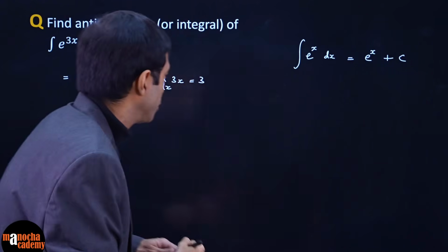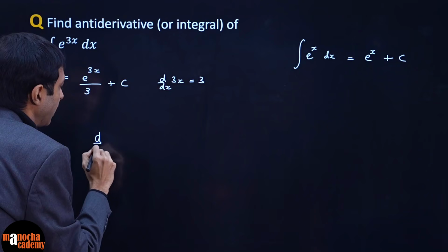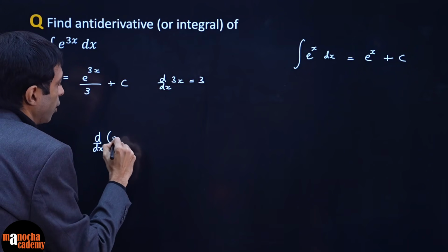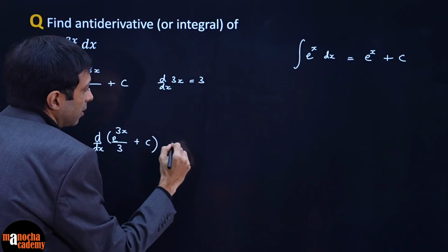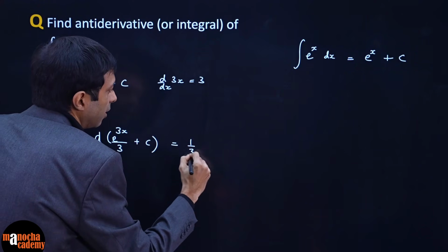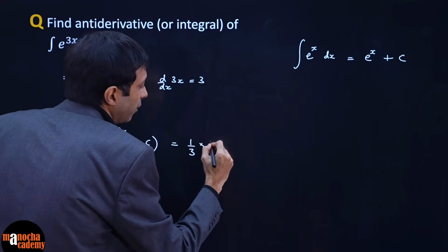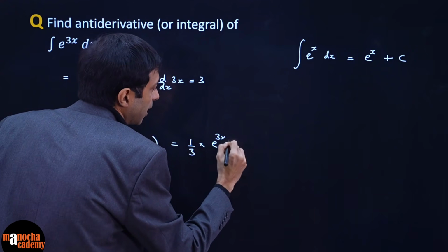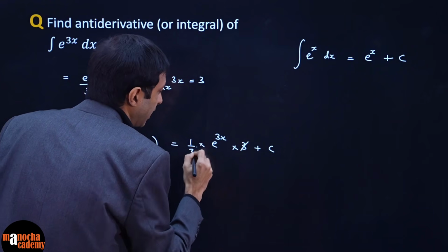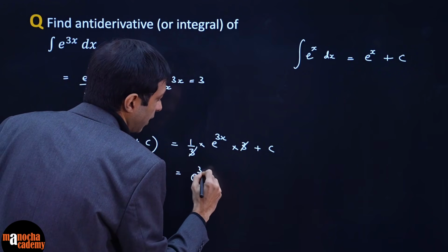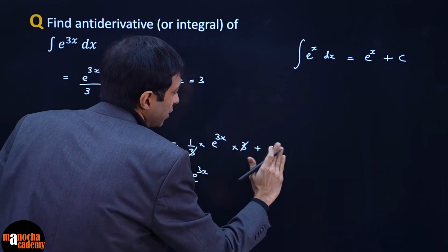Check it. If you still don't believe the answer, you do d dx. Don't believe what I say, right? If you do d dx of this, we are going to get 1/3 times differentiation of e to the power 3x, which will be e to the power 3x, and by chain rule d dx of 3x, which is 3, plus c. See, the 3 is getting cancelled. That is exactly what we want. Oh, plus c, differentiation will be 0, right?